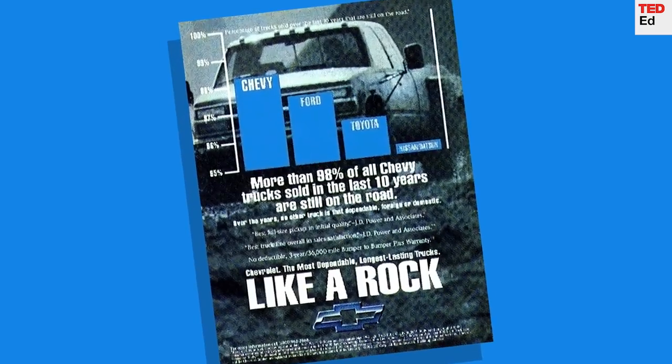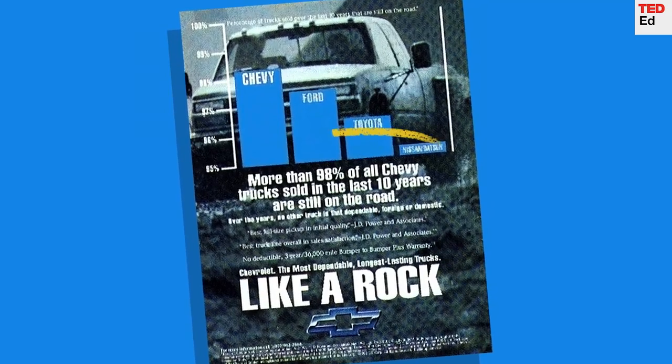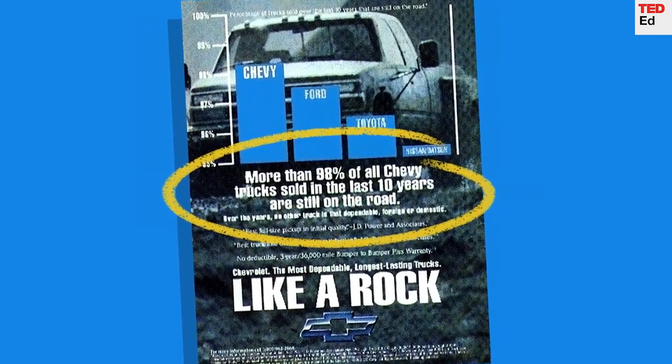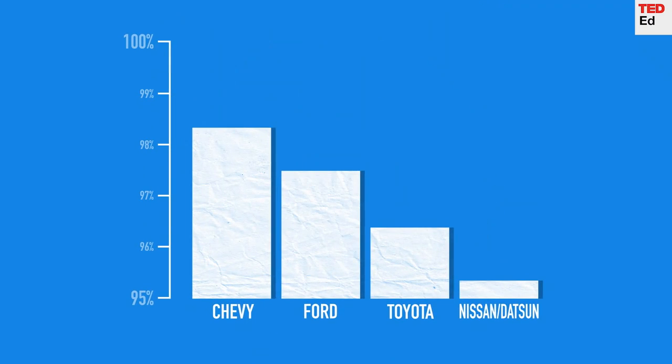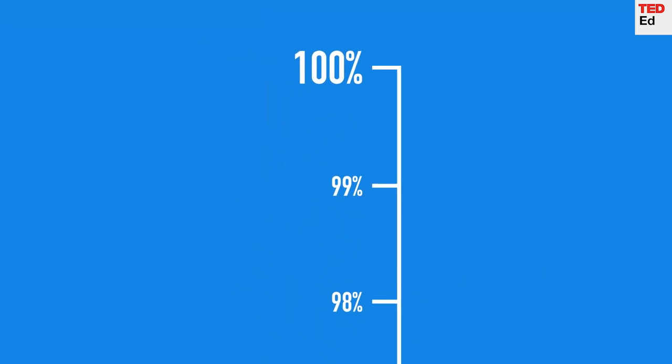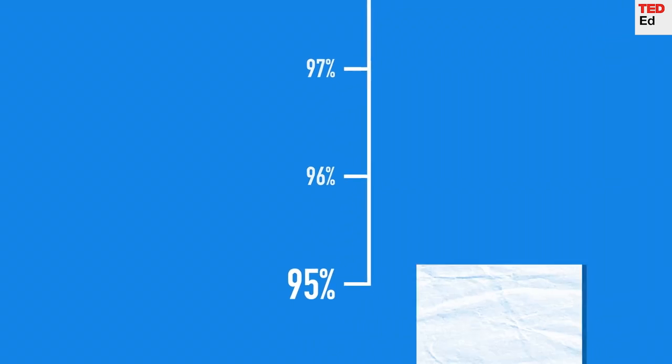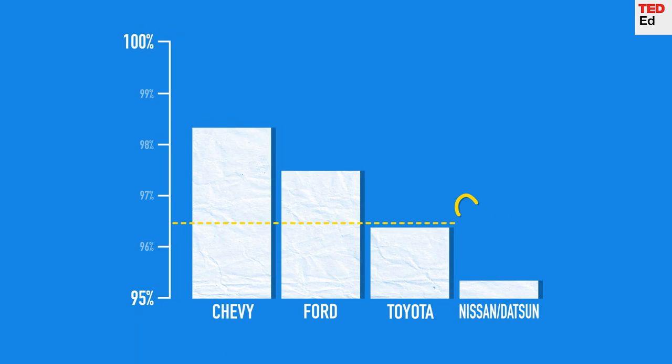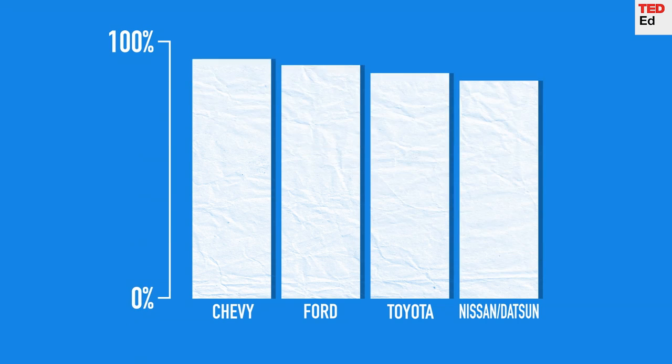In this 1992 ad, Chevy claimed to make the most reliable trucks in America using this graph. Not only does it show that 98% of all Chevy trucks sold in the last 10 years are still on the road, but it looks like they're twice as dependable as Toyota trucks. That is, until you take a closer look at the numbers on the left and see that the figure for Toyota is about 96.5%. The scale only goes between 95 and 100%. If it went from 0 to 100, it would look like this.